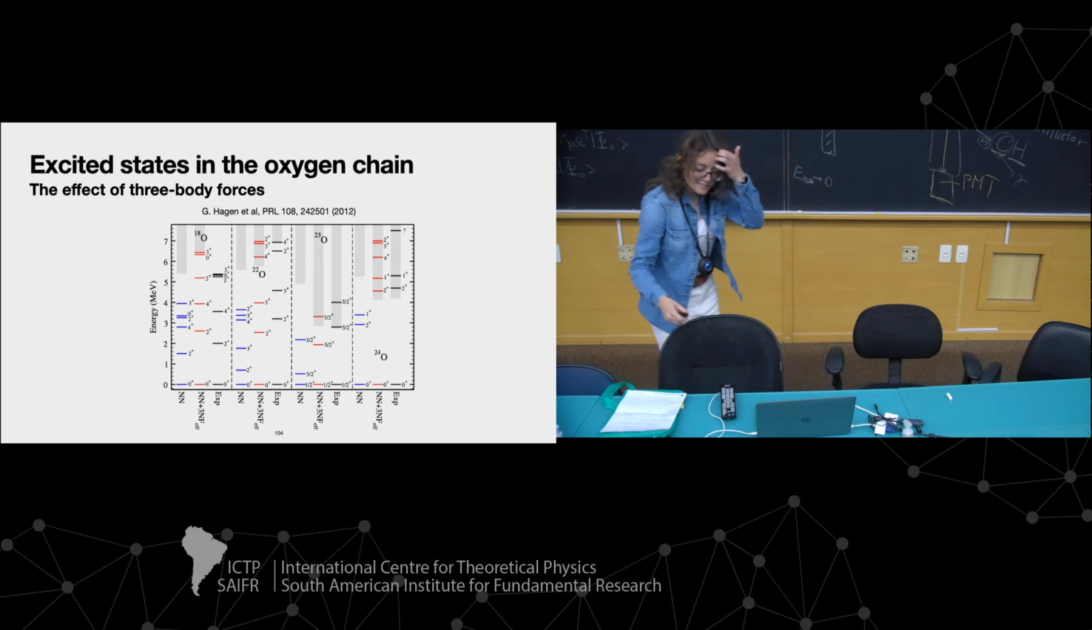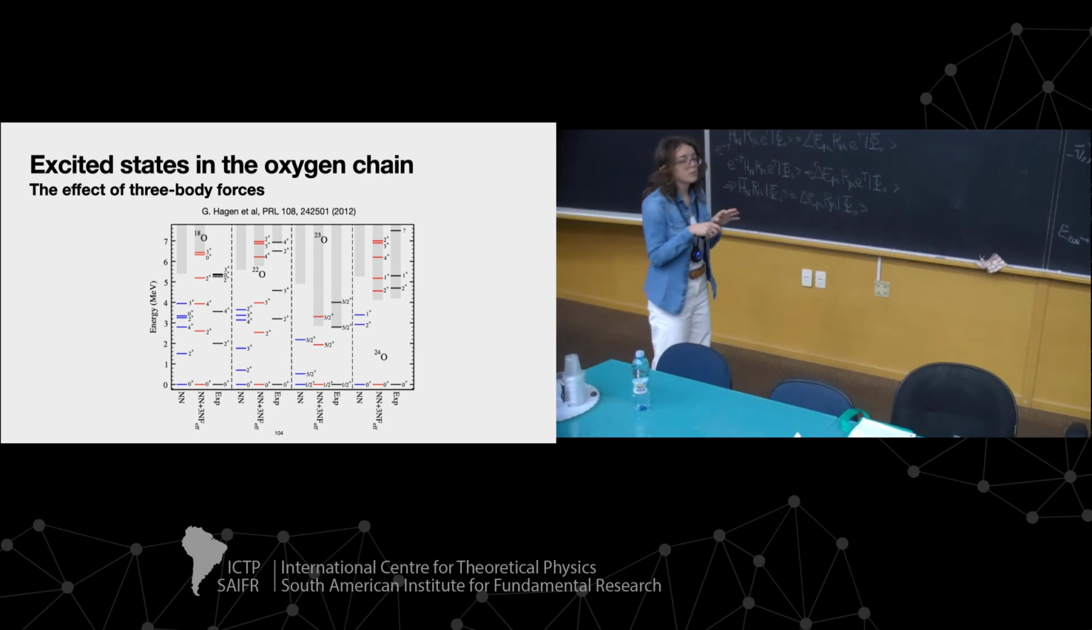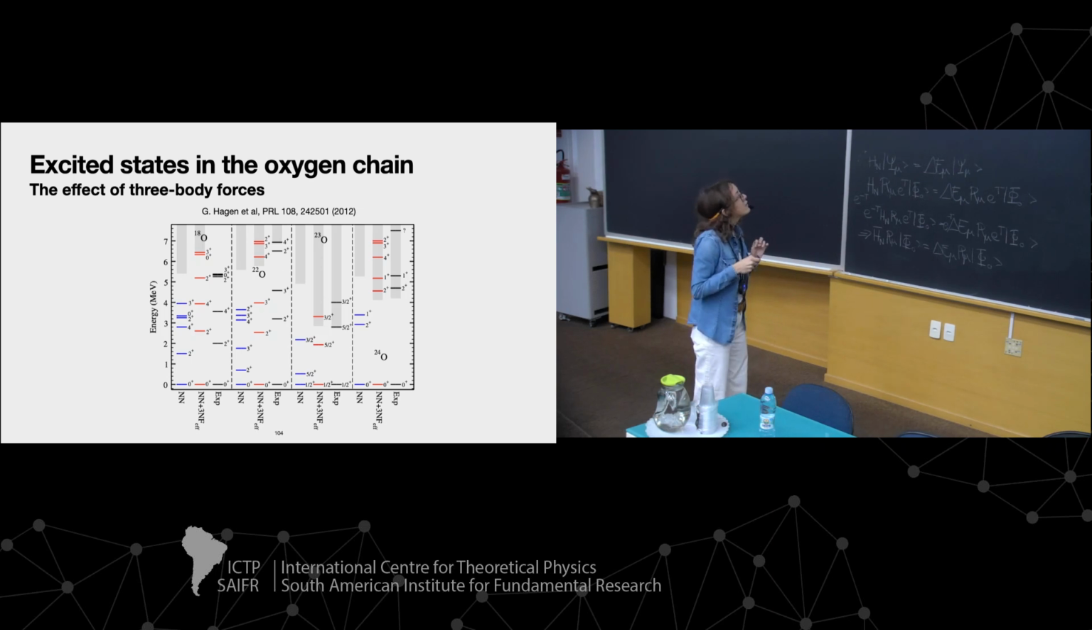So we can look at excited states in the oxygen chain. As I said before, we want to start small. And so we can also look here at the effect of three body forces. So blue, two body forces, red, three body forces, and then we have experiment in black. And actually, you can see that in general, if you just consider two body forces, your spectrum is kind of more compressed compared with the experimental one, and you get, let's say, a decompression instead if you actually consider three body forces. For example, I think it's more clear here in the case of oxygen 18.